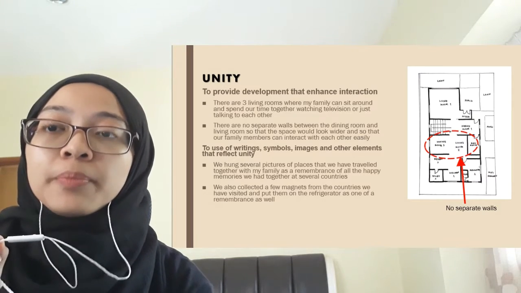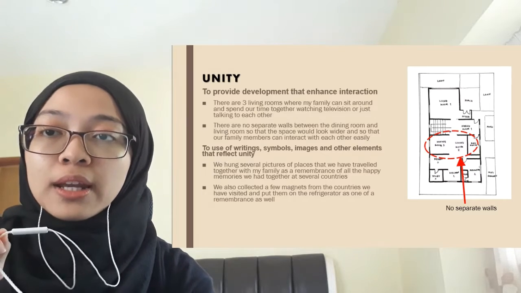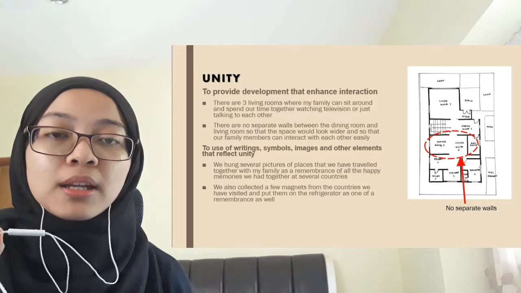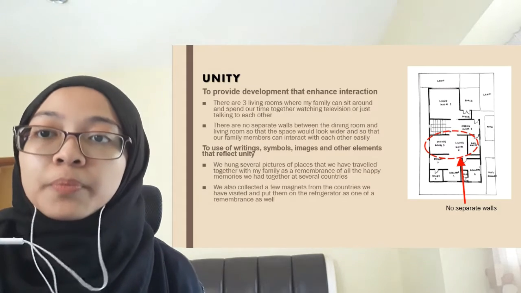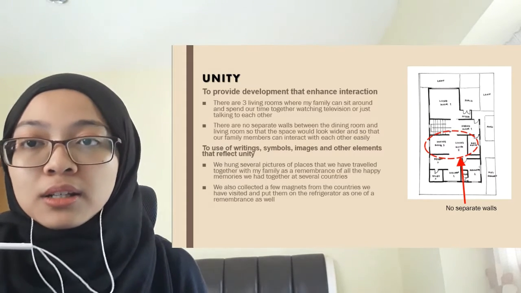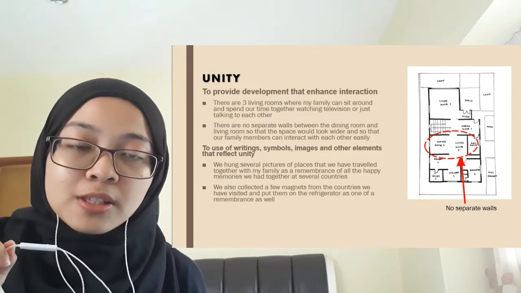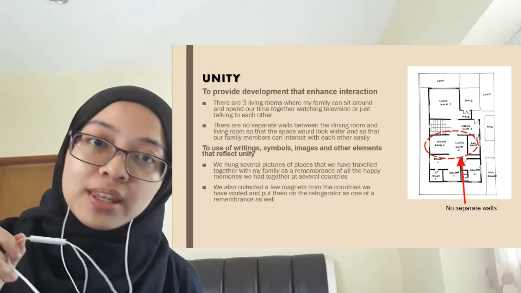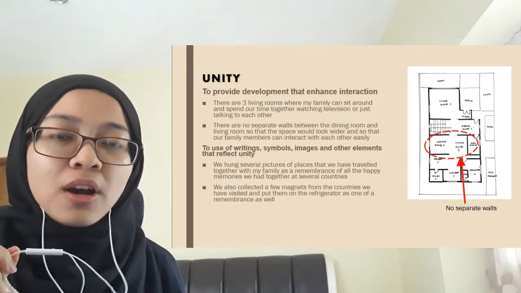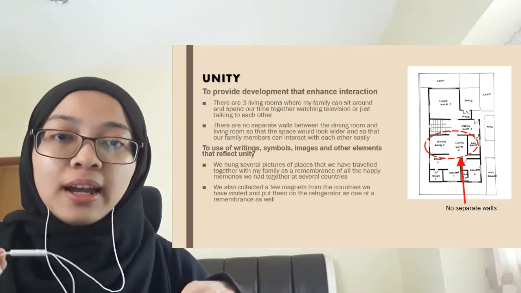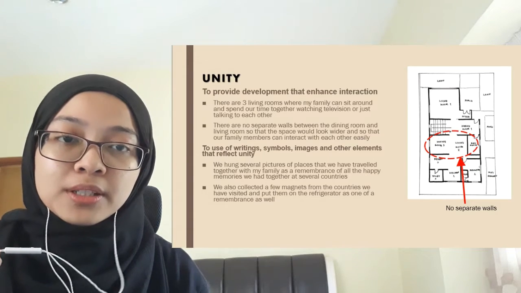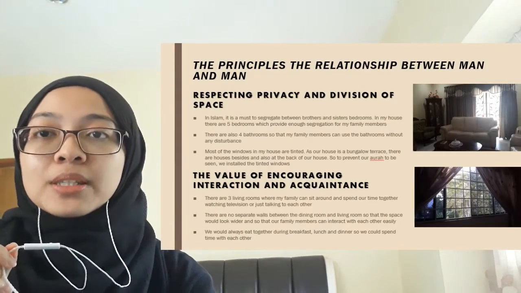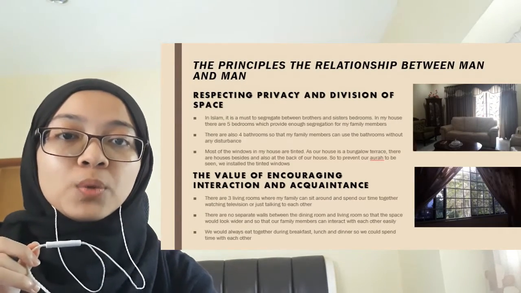spend our time together, and there are no separate walls between the dining room and living room, so that the space would look wider and so that our family members can interact and bond with each other. And we actually hung several pictures of places that we have traveled together as a remembrance of all the happy memories we had together. And we are not allowed to hang pictures of living things.